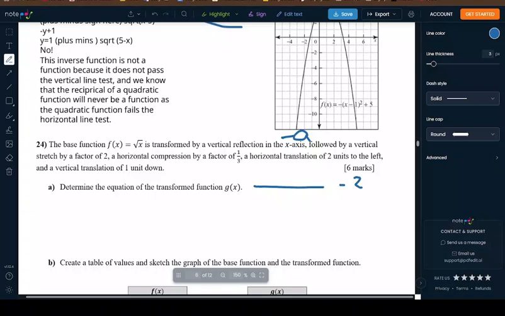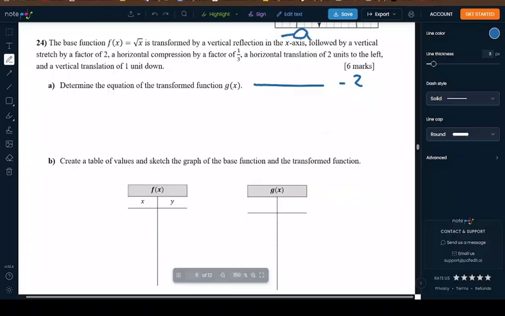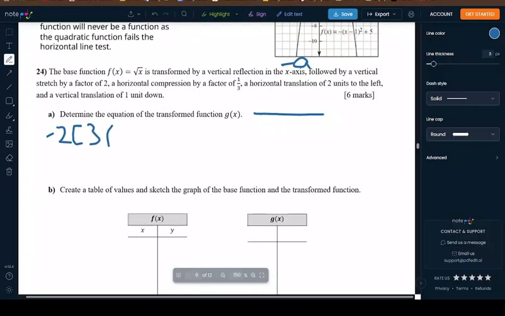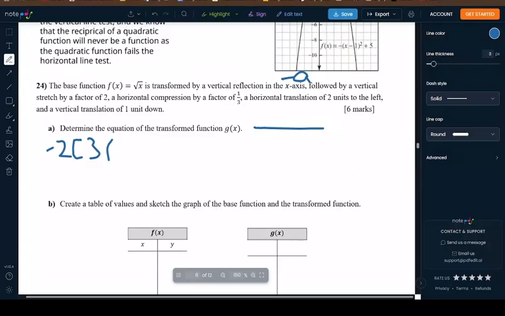So what does a compression mean? By a factor of 1 over 3, that means we actually have 3 here. I'll write the function in the space provided. So negative 2 of 3. A horizontal translation 2 units to the left. So x 2 units to the left, meaning it's actually plus 2. And 1 unit down, so negative 1.